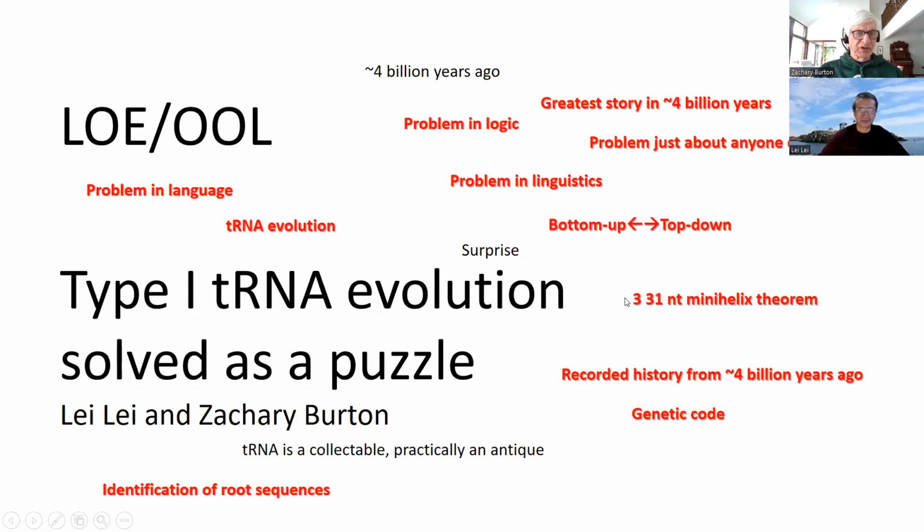Okay, so some subliminal messages. So type 1 tRNA evolution solved as a puzzle. It's a very old puzzle. It's about 4 billion years old, and it's etched in genetic code. It's a problem just about anybody can solve, so it's not a hard puzzle. It's actually a pretty straightforward puzzle, particularly when you have the result and solution in front of you.